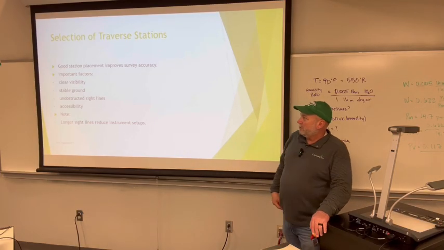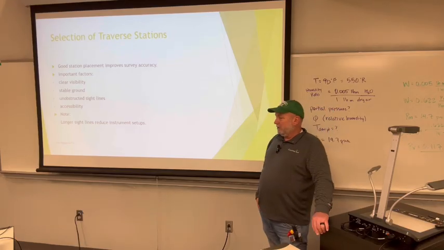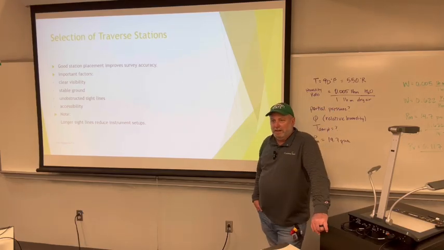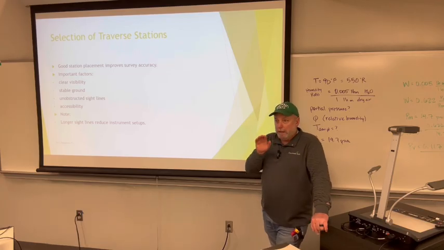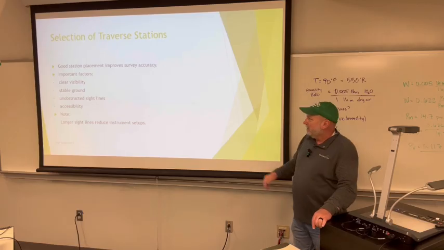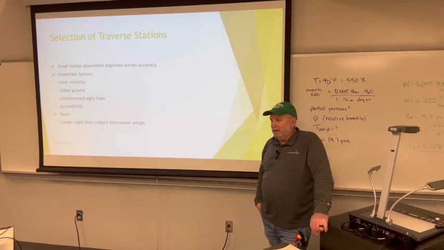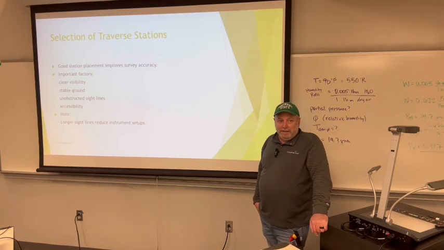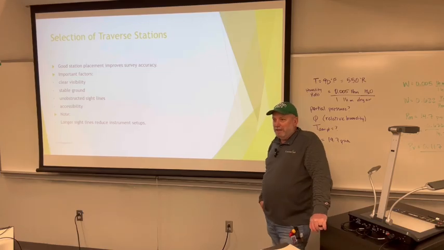When you start traversing or surveying through the woods, you have to start dealing with honeysuckle and undergrowth, and you don't always have the clearest line of sight. It is important to try to make sure of that. That's why we have machetes to cut that honeysuckle, and co-op students to do the machete work.